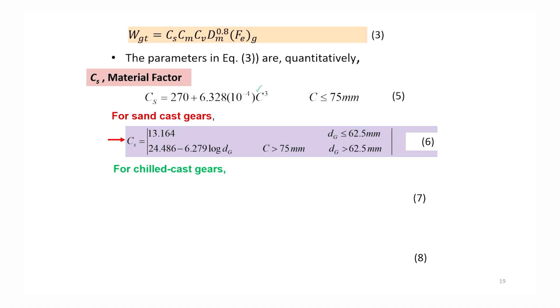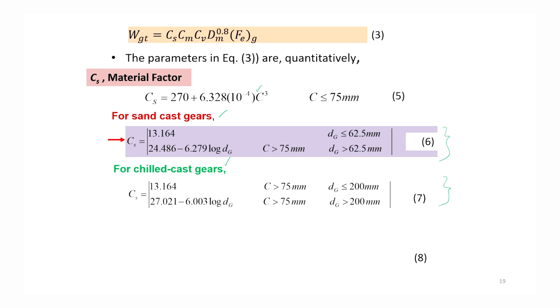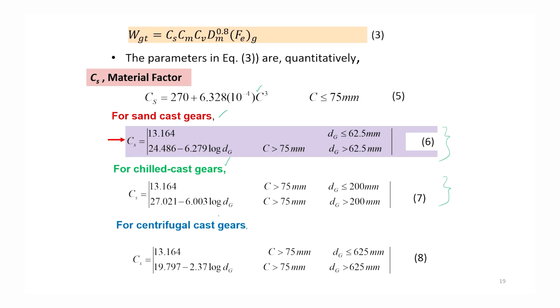For chilled cast gears, this sand cast and chilled cast is the manufacturing process. So, if the bronze is made by sand cast, we have to use equation 6. If chilled cast, then we have to use equation 7. And if it is centrifugal cast gears, then we have to use equation 8. Now, we had selected sand cast bronze, and so we will use equation number 6.